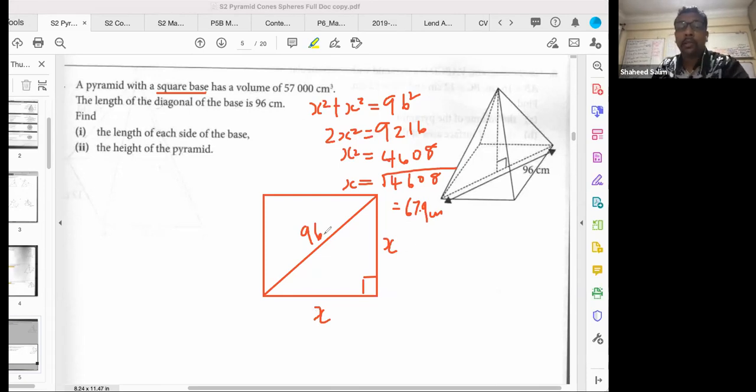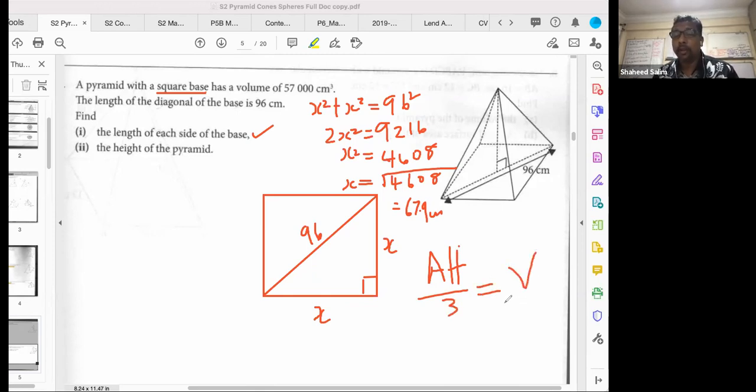So remember, this one is a pyramid. Sometimes you have to use your previous knowledge. So you have already found the first one. What about the height? What is the height? Okay, you all can do that. So what's the formula? Pyramid is base area times height over 3 equals volume. Remember now?